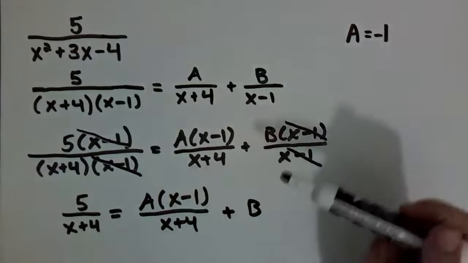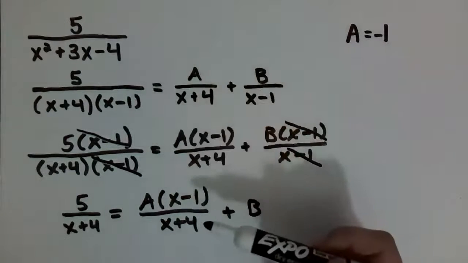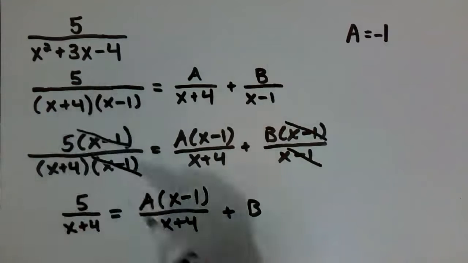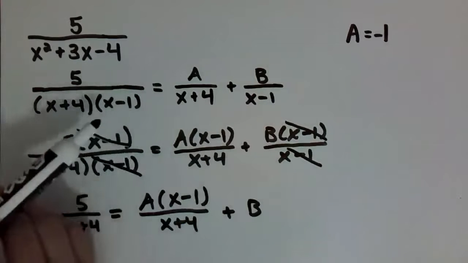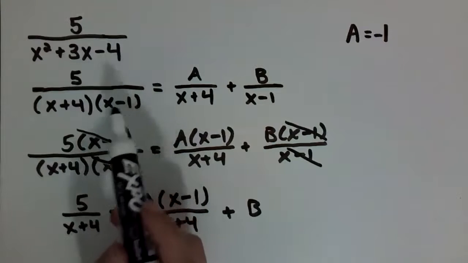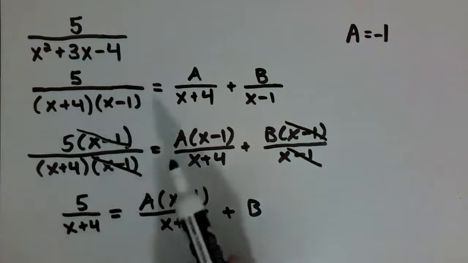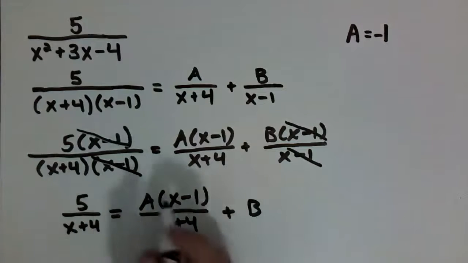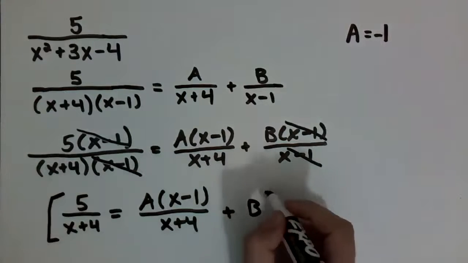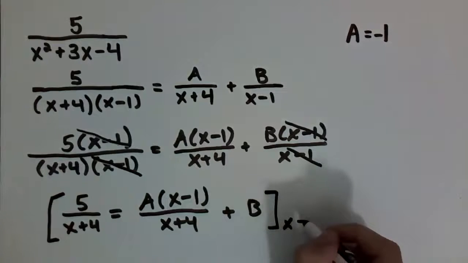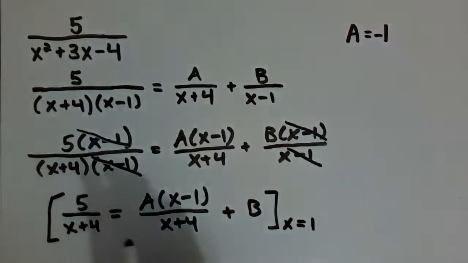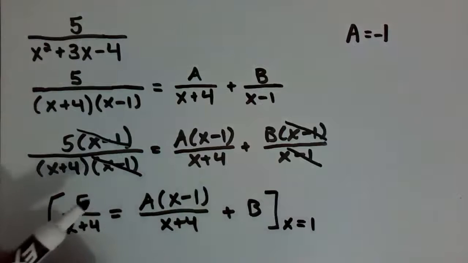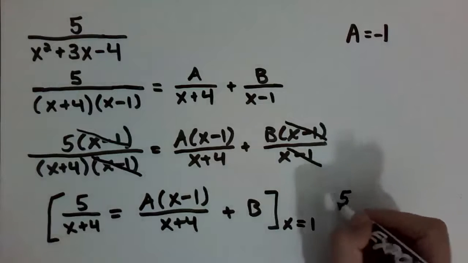Okay, and now notice again that we lost another discontinuity. So we lost this x minus 1 term in our denominators. So we lost the constraint on x at x equals positive 1. We no longer have to exclude that, so now we can include that into our analysis and we can plug it in at x equals positive 1. So at x equals positive 1, we'll have 5 over 1 plus 4. That would be 5 over 5.